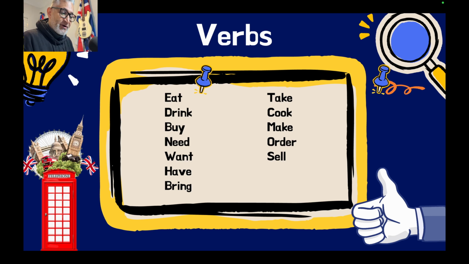So this is why you're gonna use it like this. Drink a lot of water, drink much water, drink much milk. So most of the liquids are going to be uncountable, okay, because there's no plural for liquids like water or coffee or milk, for example. So these are important verbs you can use: eat, drink, buy, need, want, have, bring, take, cook, make, order, or sell. And you connect them with the topic of the lesson, which is many, much, some, and any.